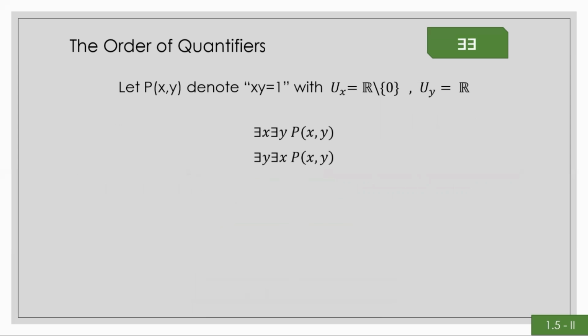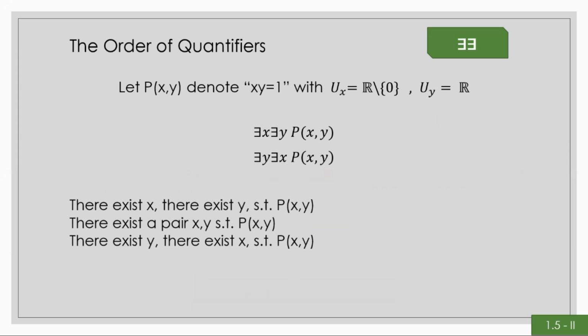Finally, let's look at there exists and there exists. We're still looking at this multiplicative inverse example. Let's say there exists an x, there exists a y, P(x, y). There exists an x, there exists a y such that P(x, y). We could also say there exists a pair x, y such that P(x, y). Alternatively, we could say there exists a y, there exists an x such that P(x, y).